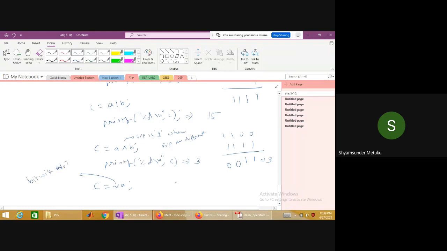So A is equal to 1100, and this is A. Not of A means complement. 0 is changed to 1, 0 is changed to 1, 1 is changed to 0, 1 is changed to 0. What is the value? 3. So printf percentile D backslash N C, it will be 3. Okay. This is called negation, bitwise not.